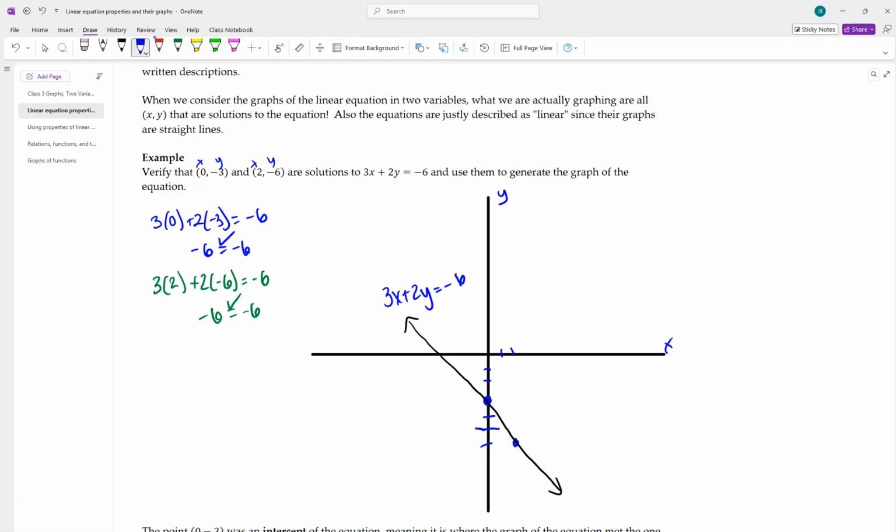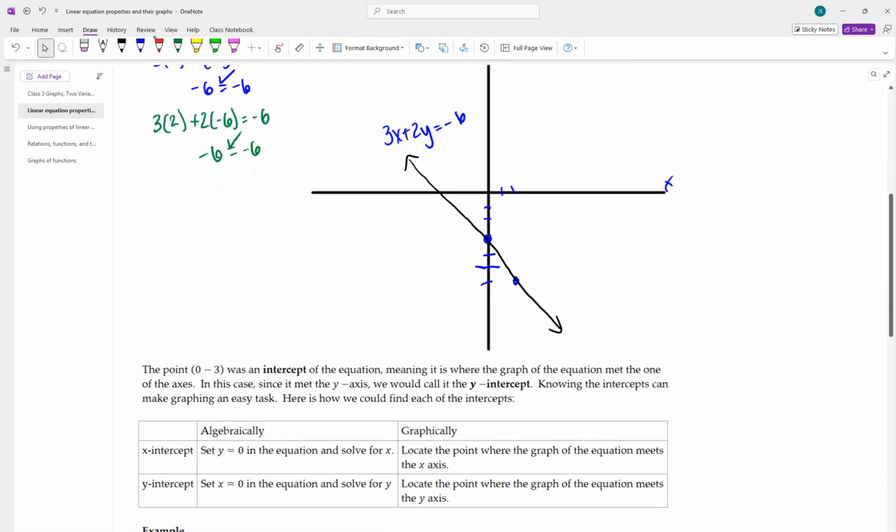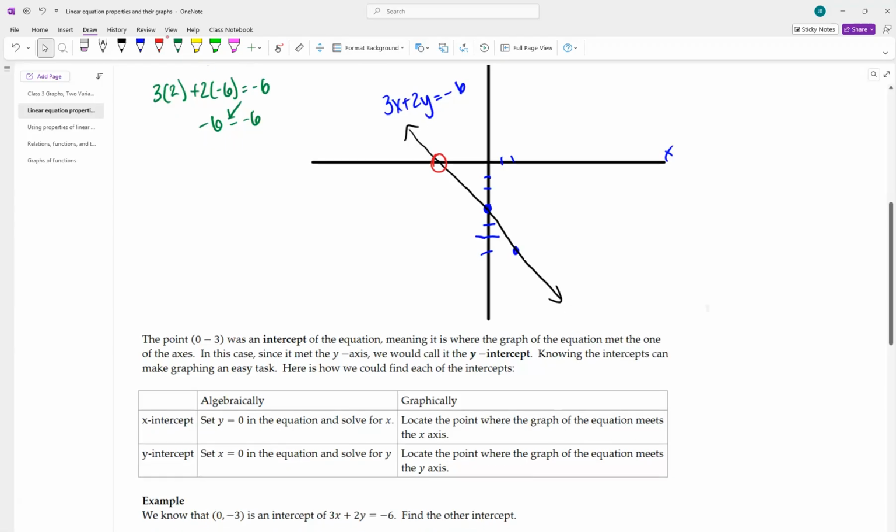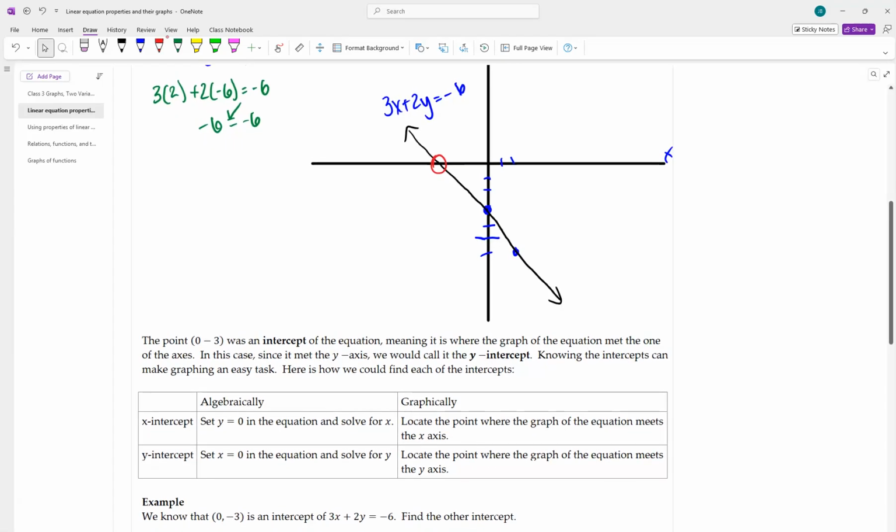Okay, easy peasy. Another fun thing that we can notice is that the point that we have, (0, -3), intersected an axis. When that happens, we call that point an intercept, and we actually can label it even further, and we call that the y-intercept because that's where it meets the y-axis. Similarly, there is a point, and you can kind of see it here, where the graph of the equation would meet the x-axis, and we'd call that the x-intercept. And so graphically, we just have to identify where they meet the respective axis.